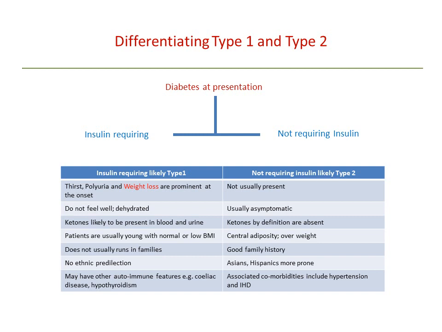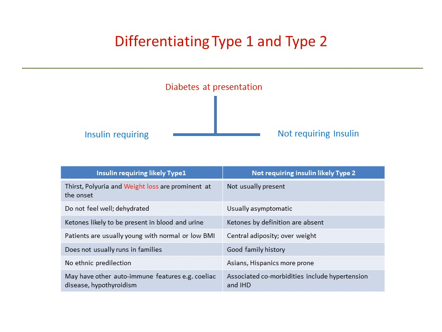There is associated thirst, polyuria, and feeling generally unwell. This is largely because the patient is dehydrated due to osmotic diuresis resulting from the high glucose levels. Ketones are likely to be present in the blood and urine for reasons mentioned earlier. Type 2 diabetes is largely asymptomatic and ketones are absent at diagnosis.